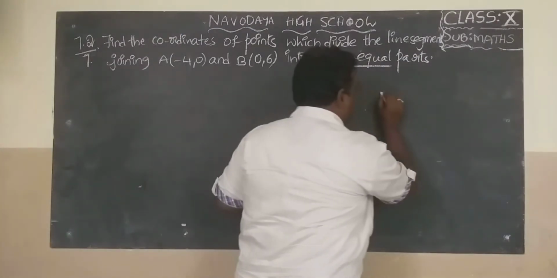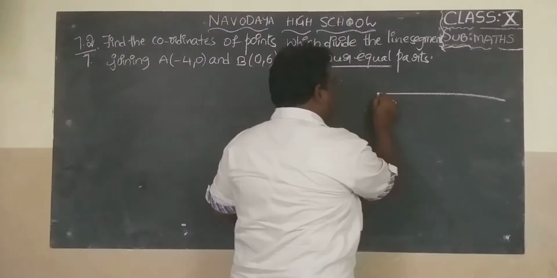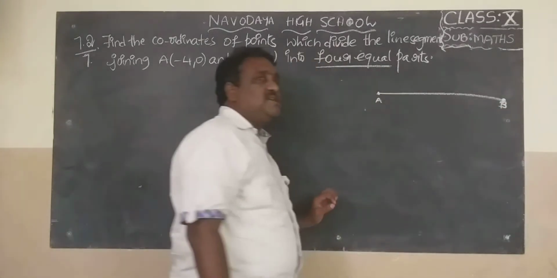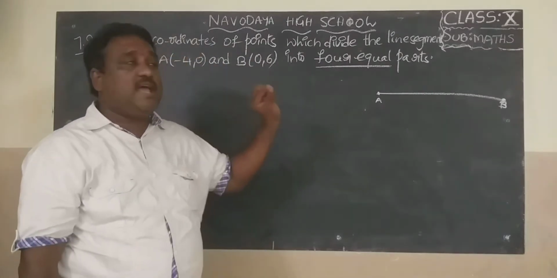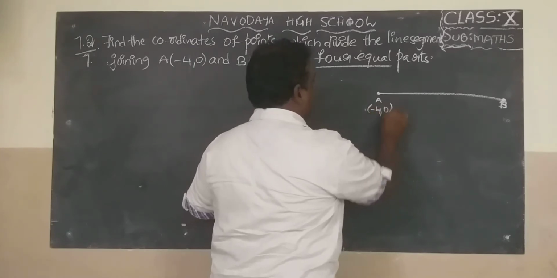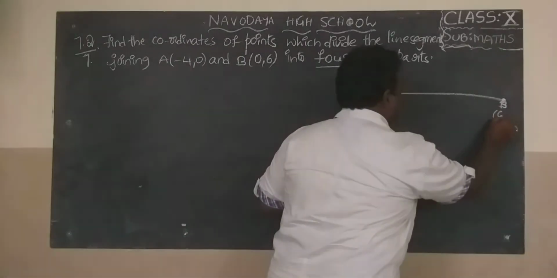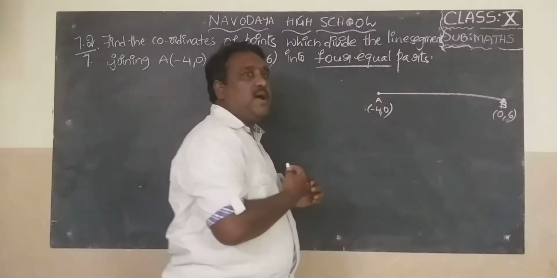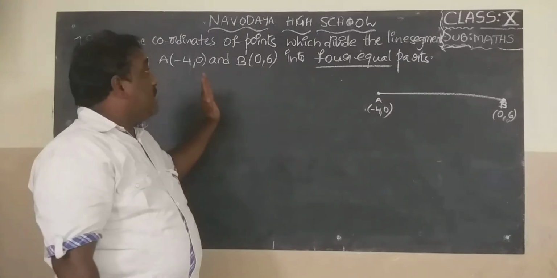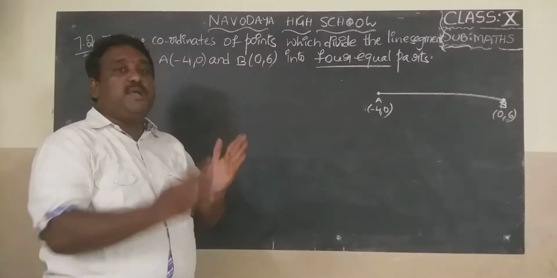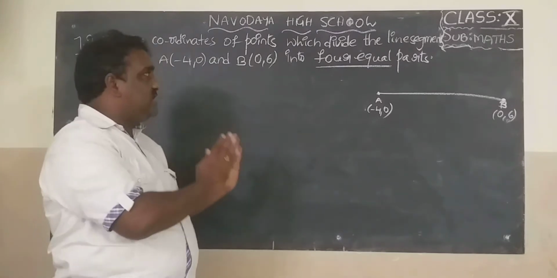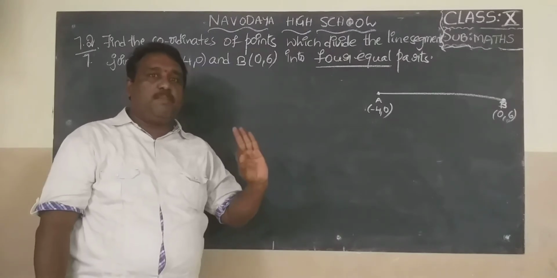Okay, now see the diagram. AB is a line segment. What is A? (-4, 0). What is B? (0, 6). So A is (-4, 0) and B is (0, 6). And some points are there between A and B. Those points divide the line segment into 4 equal parts.